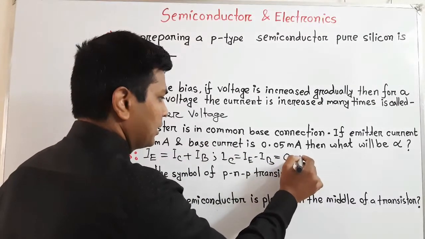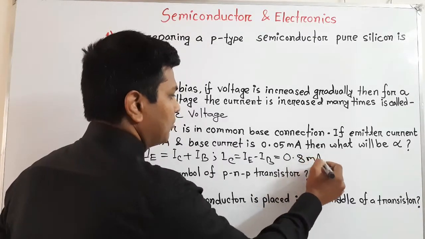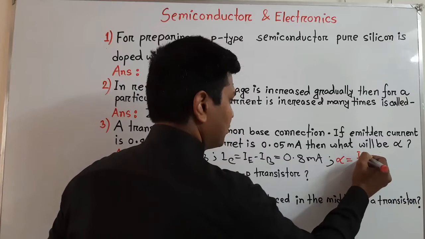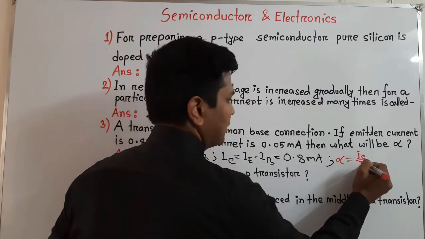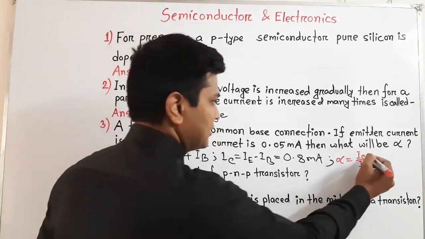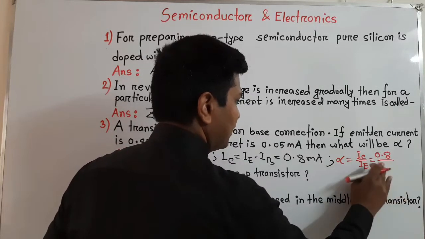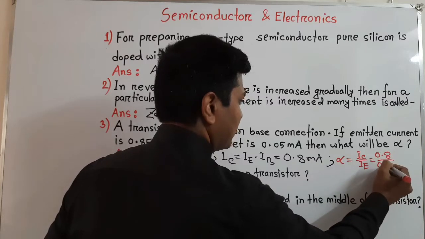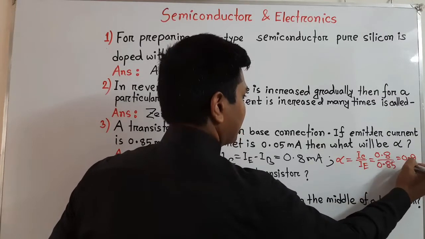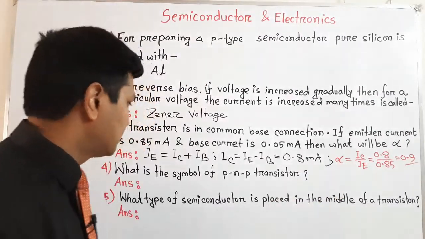If you put the value of IE and IB, then after calculation of these two values, we will get 0.8 milliampere. Now you can calculate alpha equal to IC divided by IE. We already have the collector current and emitter current. Collector current is 0.8 and emitter current is given in the stem, which is 0.85. So after calculating this expression we will get 0.9, and it has no unit because it's a ratio. This is the answer of question number 3.